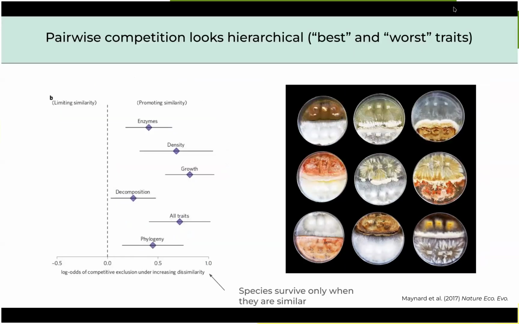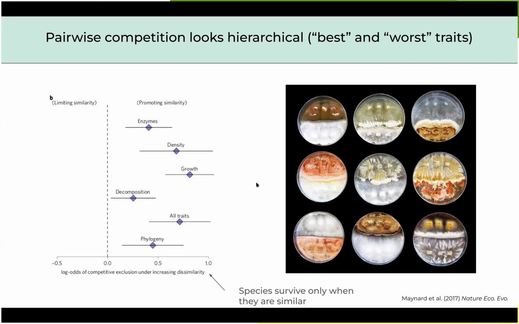So the first thing we looked at is this idea of traits. And a lot of what I'm going to talk about is through the lens of functional traits. Functional traits are really powerful because they give us a way to place species in a continuum in relation to other species by understanding their sets of functional traits. And for fungi, that's things like enzyme production, hyphal density, how fast they grow, decomposition rate, these sorts of things.